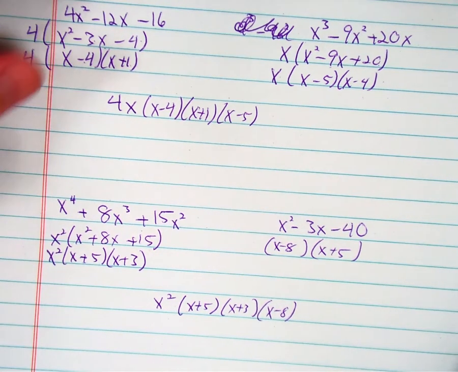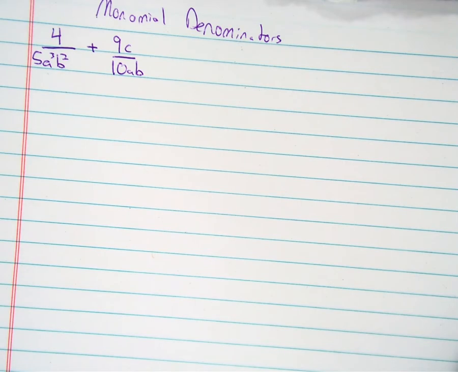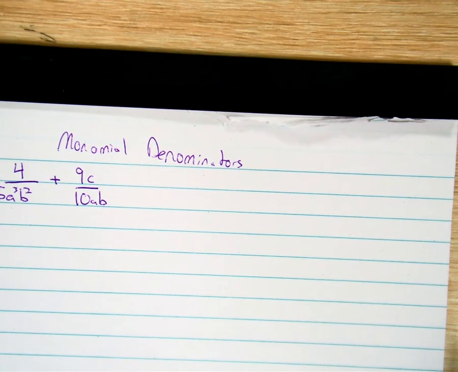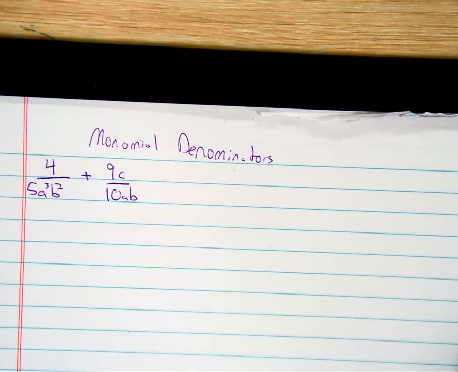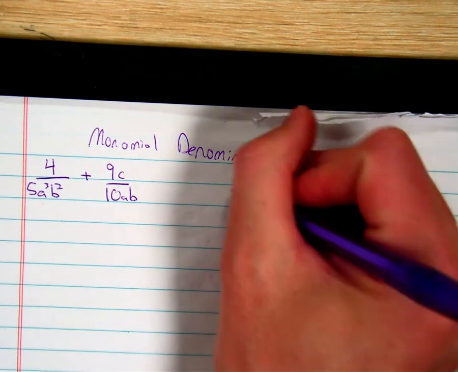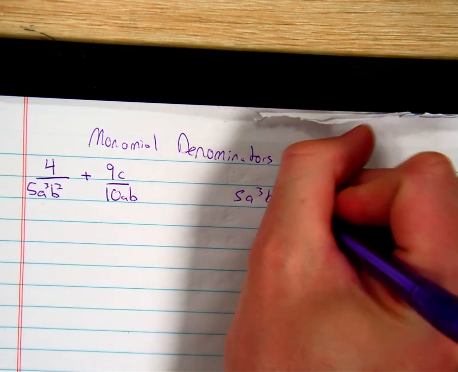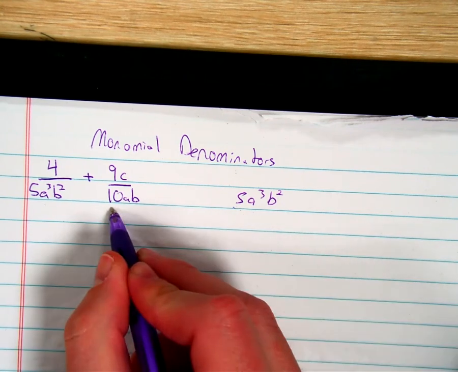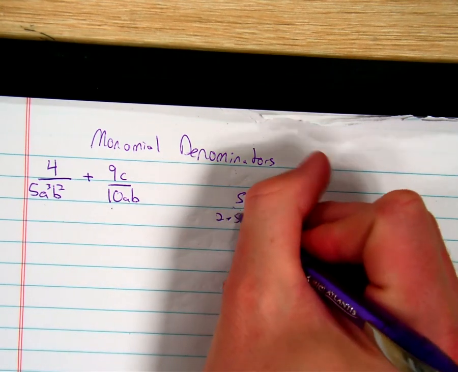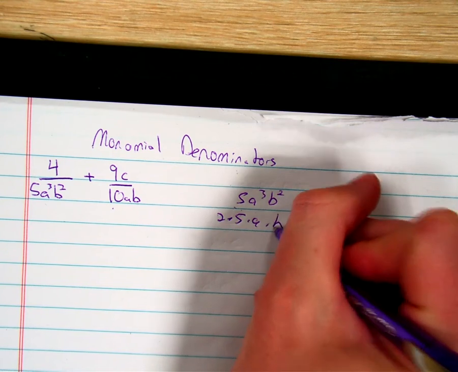Where are we going with this? We're eventually going to be adding or subtracting fractions with monomial denominators. Monomial, one big term. Step 1 is to figure out what the common denominator is. So I have 5 a to the third b squared. 5's already prime. Fantastic. 10 is going to be 2 times 5 times a times b.